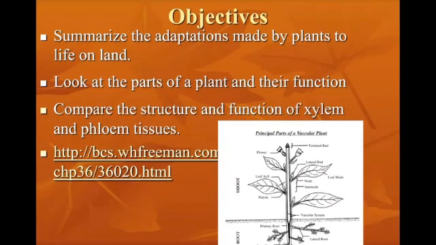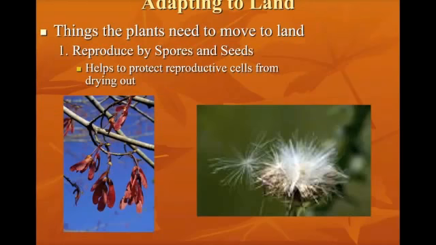and phloem tissues. So adapting to land, because in the water, plants have water always around them, so they don't really need a purpose for transporting things. But when they moved to land, they needed to adapt a few different things. One was they started to reproduce by spores and seeds in order to protect the reproductive cells from drying out. These are just a few examples of fun seeds that are dispersed through wind, the maple and the dandelion.